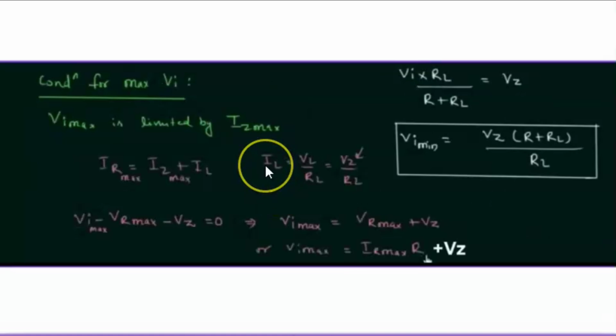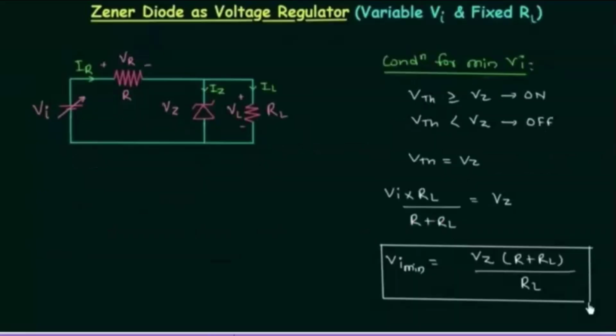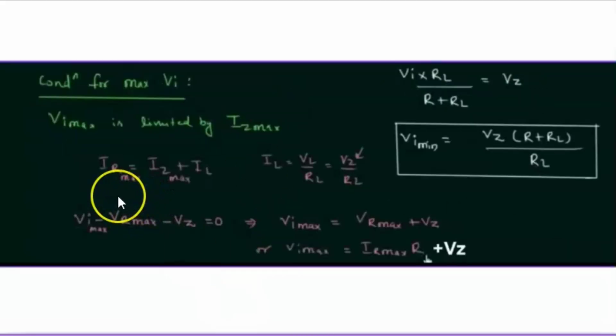अब बात करते हैं हमारी सेकंड कंडीशन की, that is the condition for maximum input voltage. So the maximum input voltage is limited by Iz maximum. अगर हम लोग इस particular circuit की बात करें and we apply Kirchhoff current law in this particular point, so we know that IR max is equal to Iz max plus IL, and यहाँ पे we know that IL is fixed. So we can get the value of IL as VL by RL, which can also be written as VZ by RL.